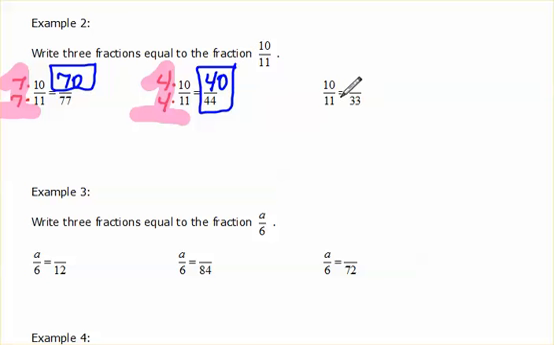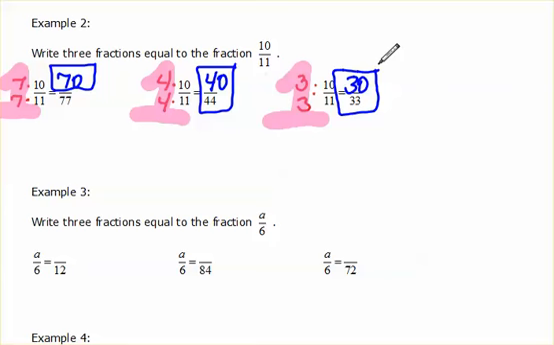And then finally here, same concept, we want to change 10 over 11 into something over 33. So what do I have to multiply 11 by in order to get 33? That would be a 3. So I'm going to do the same thing to the top so that I'm just multiplying by 1. And 3 times 10 would give me 30. So 30 over 33 would be the same thing as 10 over 11.